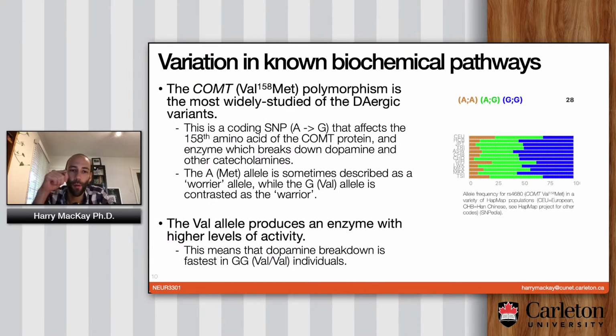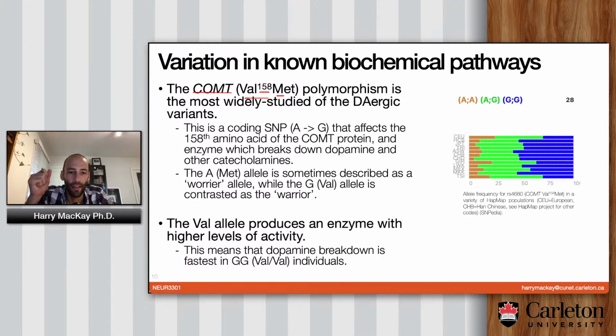So the classic one that you probably have heard of is the COMT Val-Met allele. This is a polymorphism in the catechol-O-methyltransferase gene. This is a gene that's involved in breaking down dopamine by adding a methyl group to it, and it goes through sort of a degradation process. And it involves a swap at the 158th amino acid position in the protein's sequence from valine to methionine.